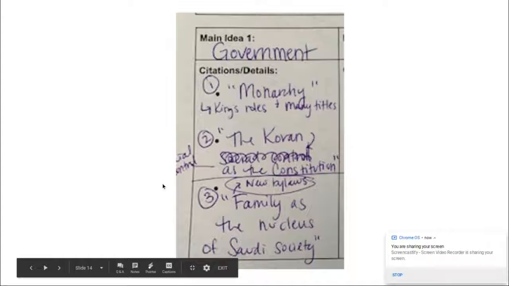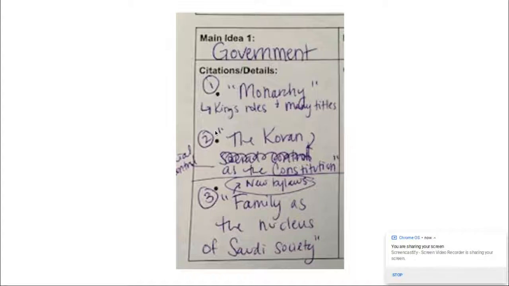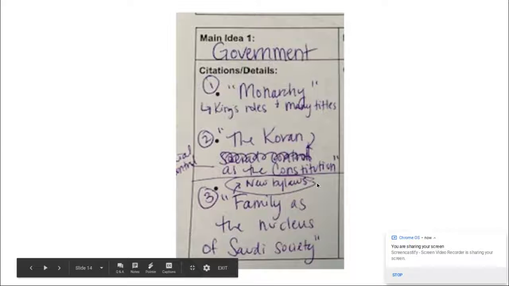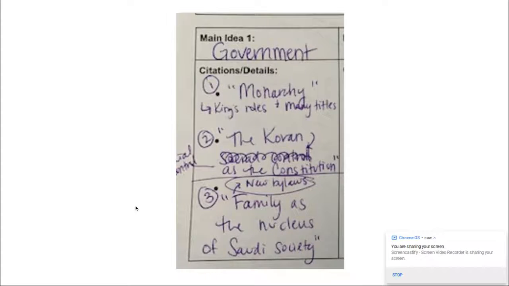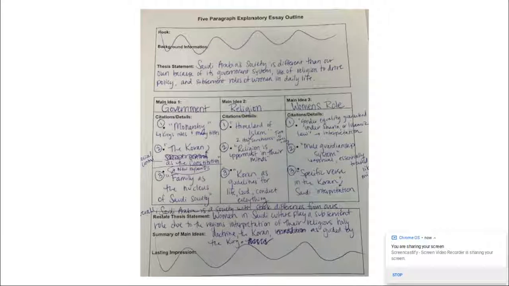It says social control. And then include the new bylaws about the family as the nucleus of Saudi society, and then I could connect it back to the king, and how most of the people in his court and who serve on different committees are members of his family. So relate it back to family being really central in how the government runs and how this country runs. And then I'm going to do that same process for every single one. So I'm just shorthanding it.